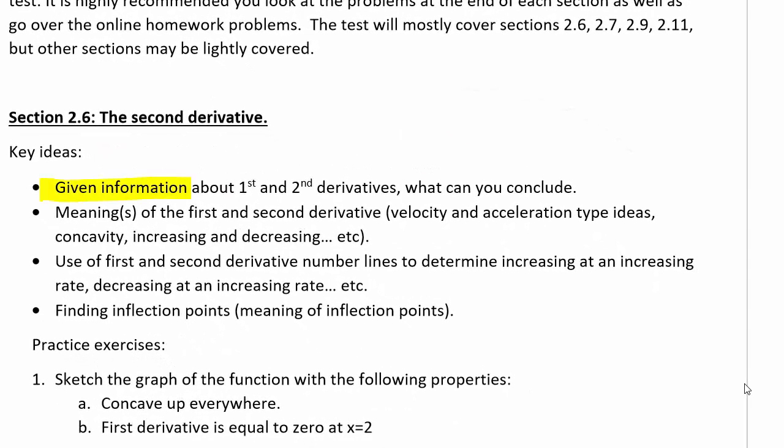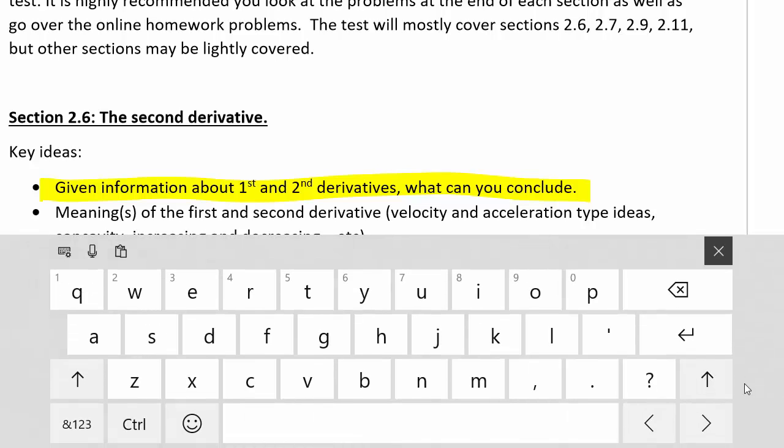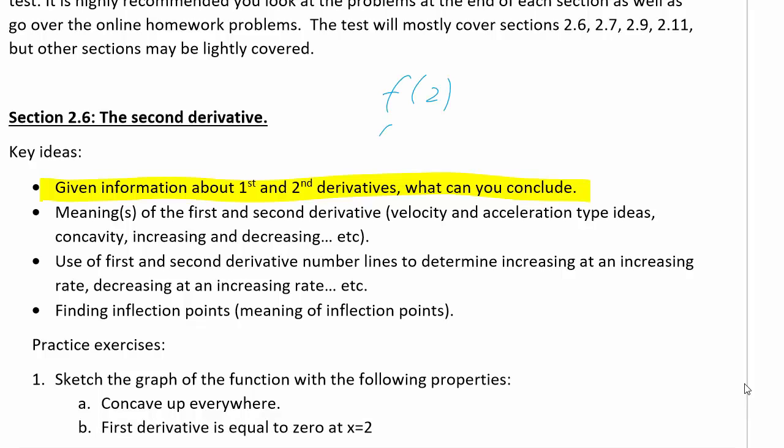Meaning, you're not going to actually find the derivative. I'm just going to tell it to you. I'm going to say, here it is. Or, I'm going to give you a number line and ask you to read it. Or I'm going to give you points and values, like something like this: f of 2 equals 4, f prime of 2 equals 0, f double prime of 2 equals 3. What does that mean? Is there a min or a max? That kind of thing. How do you answer those questions? So think about that one. How would you answer that?